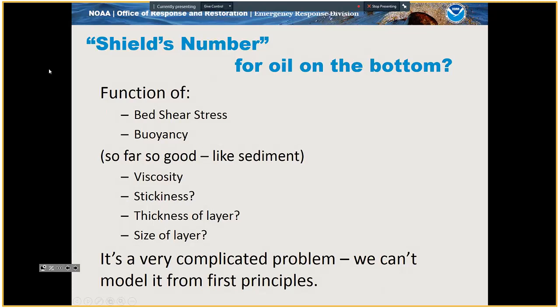There's some work going on right now. I think Nancy Pinner's on the phone, and she's supervising some students at UNH that are doing some lab experiments to try to come up with how to parameterize whether oil will move based on the flow conditions. But we're really not there yet, so we're kind of guessing.